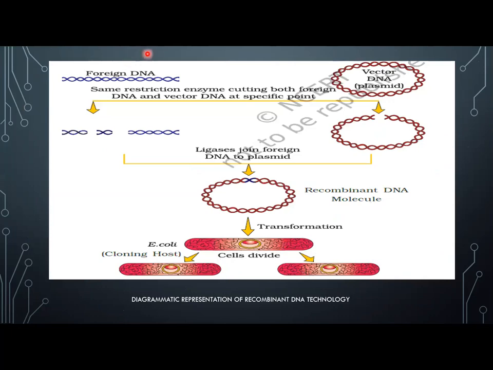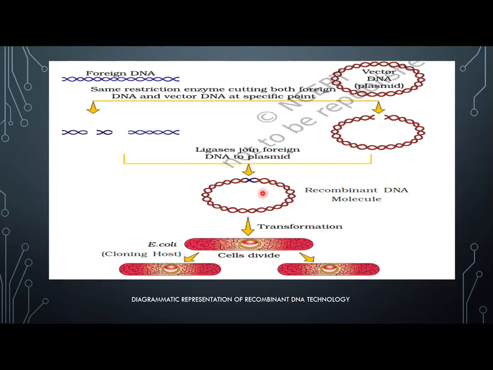Foreign DNA and a vector DNA plasmid: the same restriction enzyme cuts both foreign DNA and vector DNA at specific points. The foreign DNA forms a small part and is placed in the vector DNA plasmid. Ligases join foreign DNA to plasmid. A recombinant DNA molecule is formed. This transforms into a cell, and the cell divides into clones.